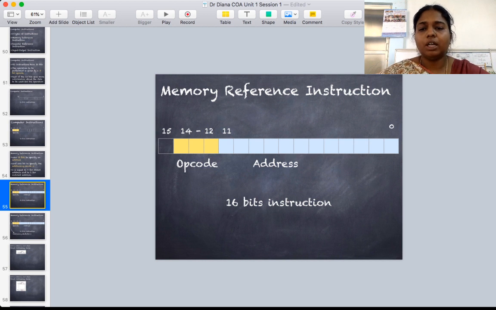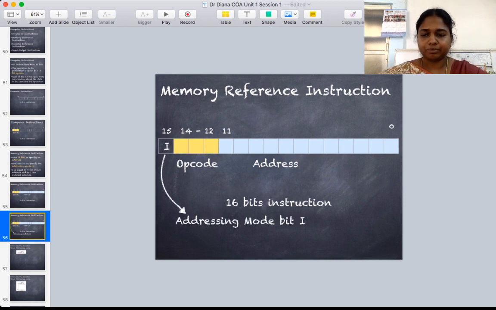Now this is how the instruction is going to be. Bits 0 to 11 specify the address for the operand or data. Bits 12 to 14 specify the operation, which is called the opcode. And the 15th bit is reserved, it is called the bit I. It is reserved for indicating the addressing mode. It is 0 for direct addressing. It is 1 for indirect addressing.